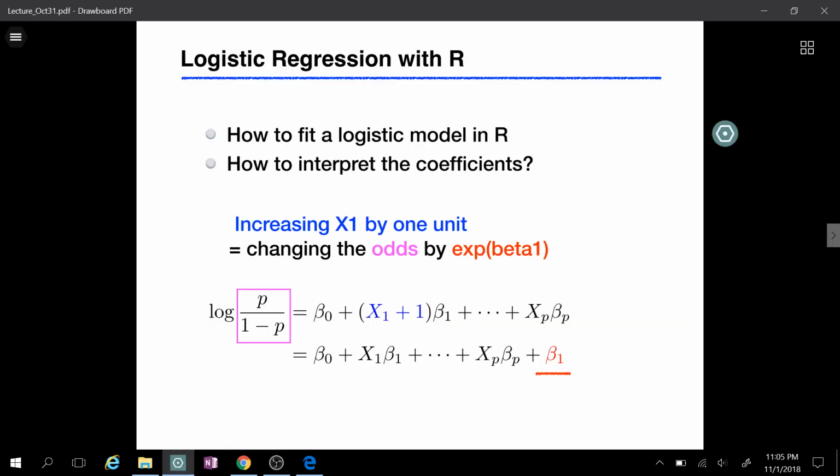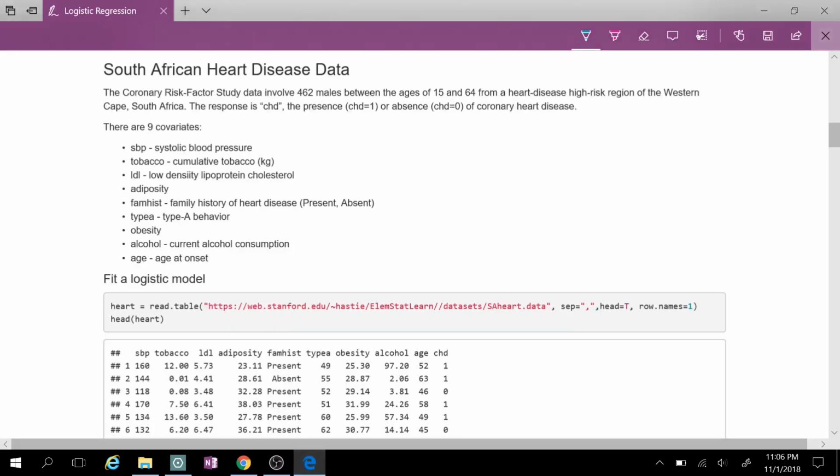So in today's lecture, we're going to talk about how to fit a logistic regression model in R, and also how to interpret the coefficients and other outcomes. For illustration purposes, we're going to use this heart disease data. It has about 462 observations, and the response variable is CHD. 1 means the disease is present, and 0 means absence.